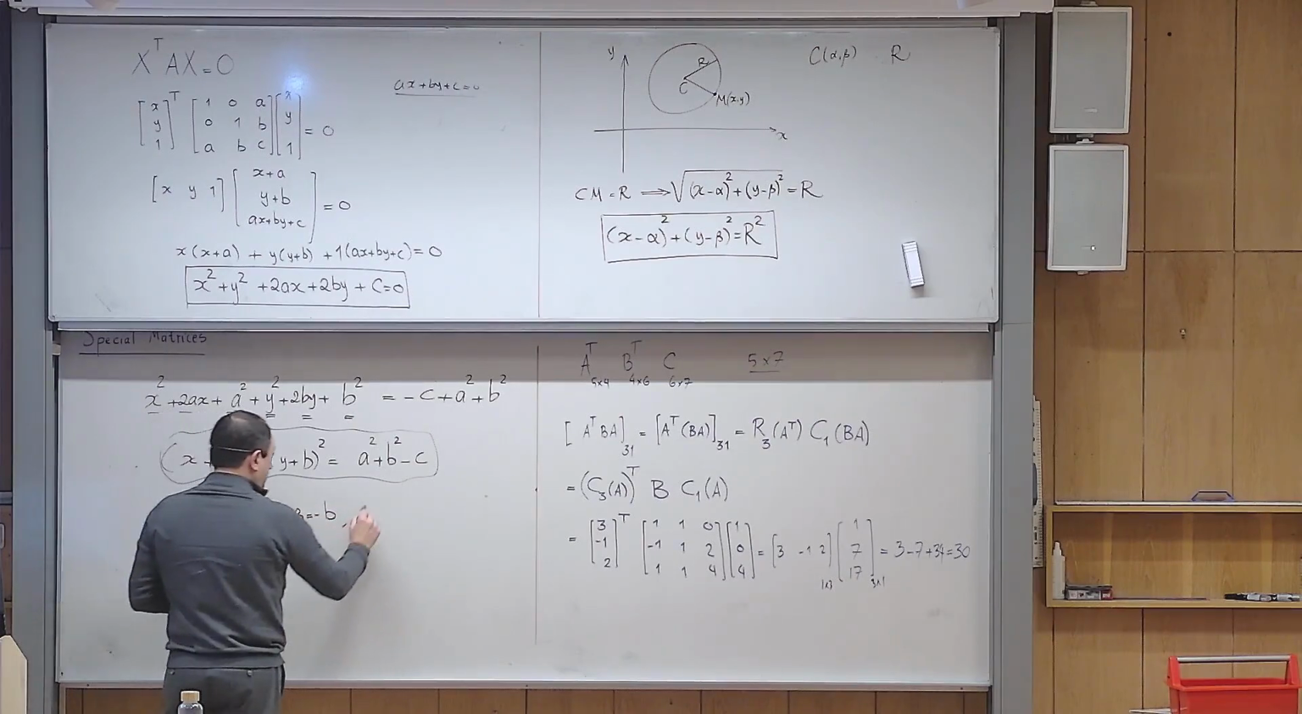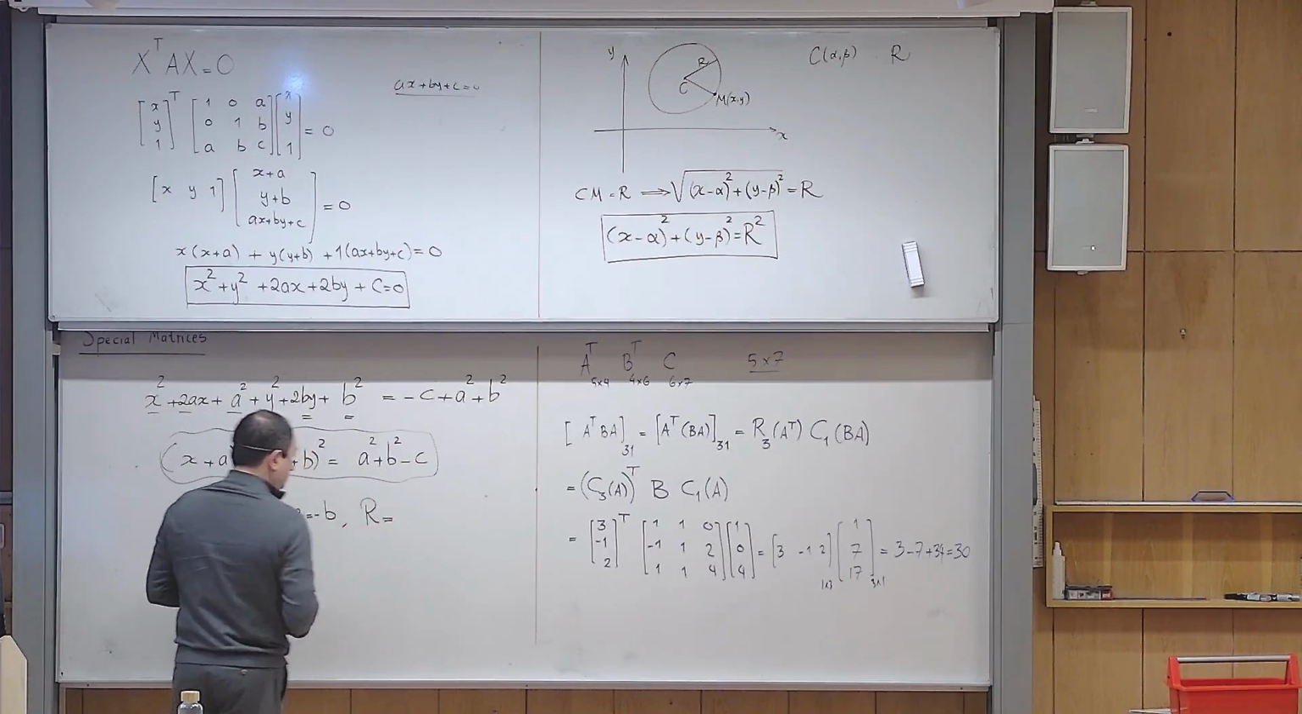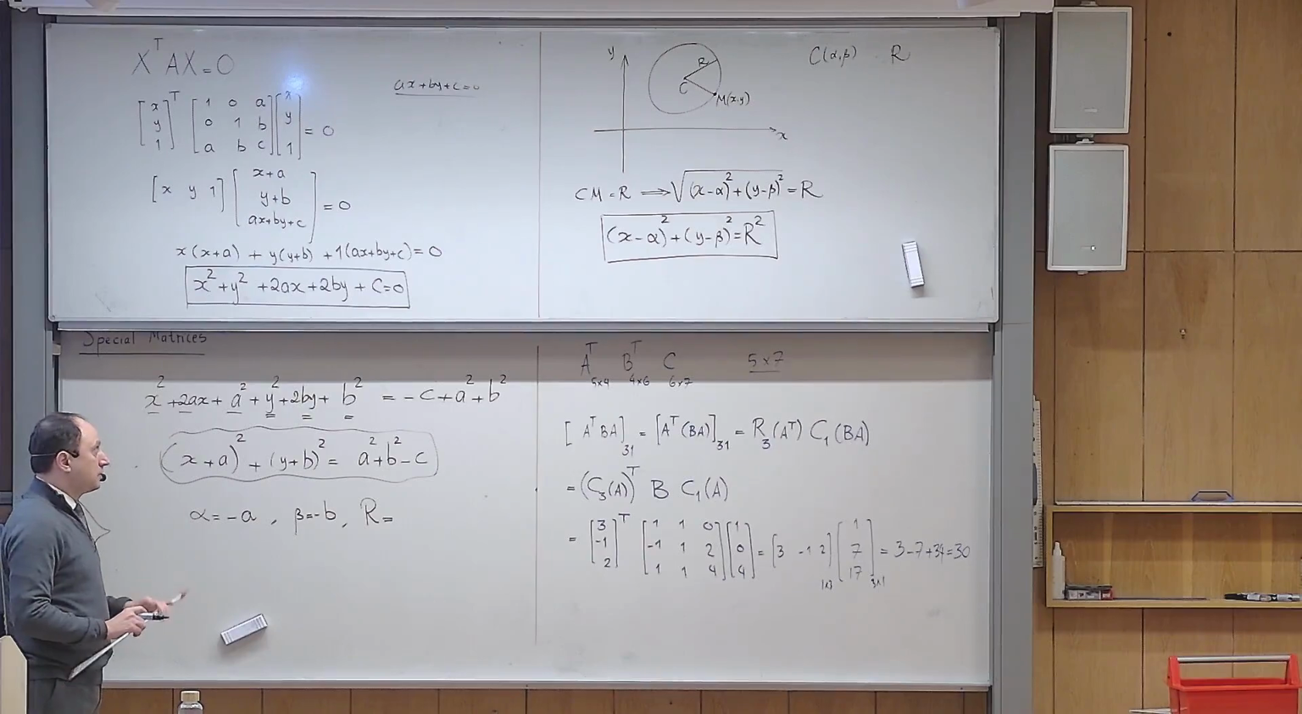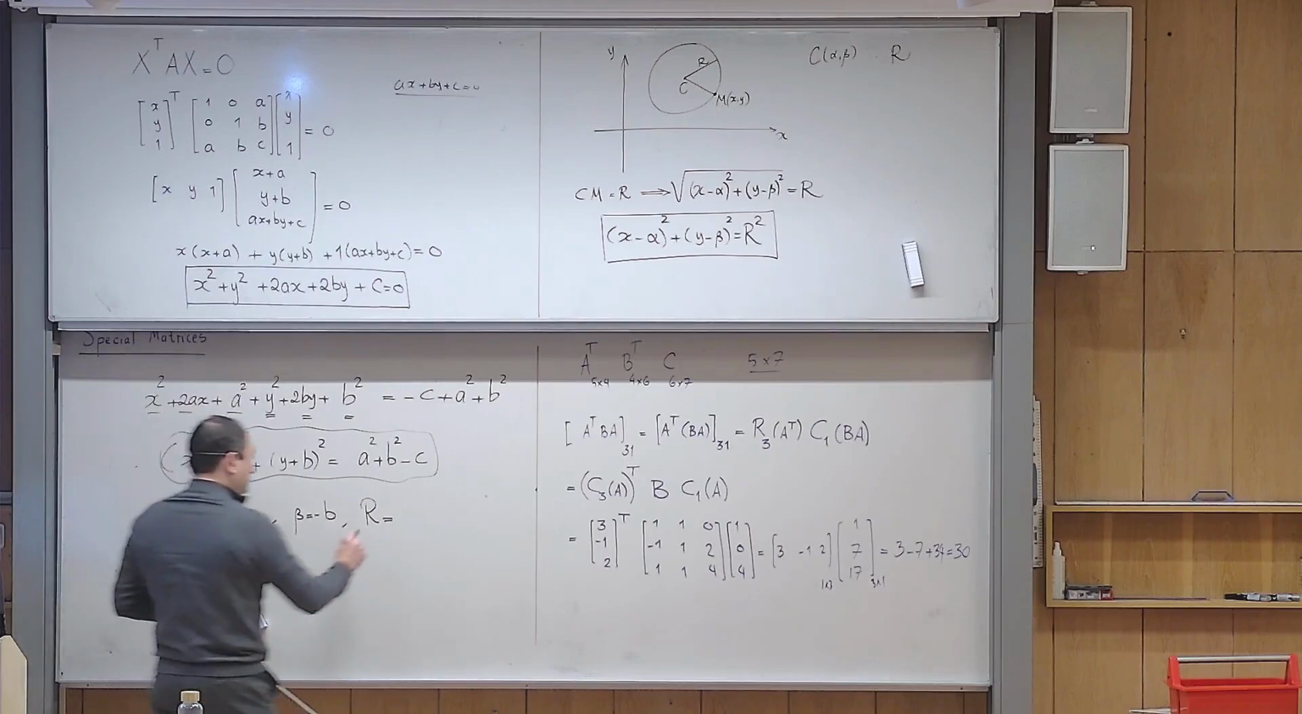And can you tell me what is r? A squared plus b squared minus c. No. Because on the right hand side you don't have r. The square root of that. The square root of that.